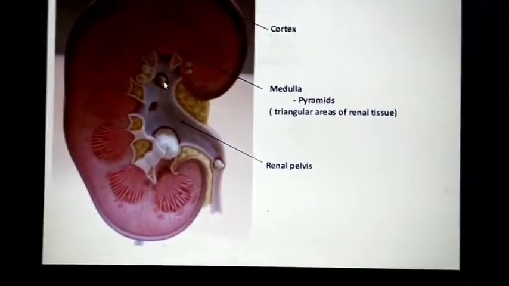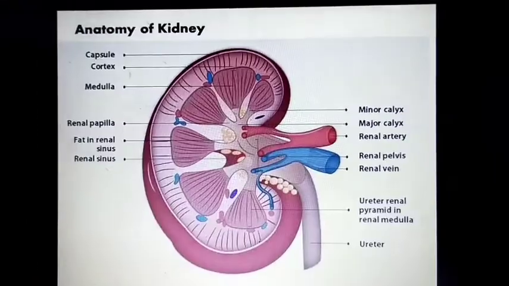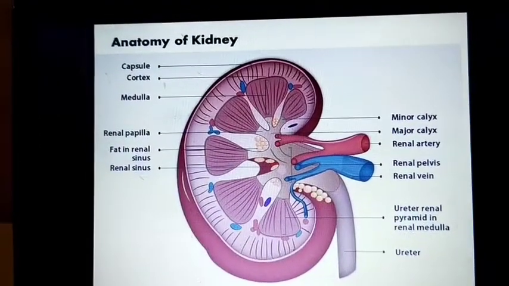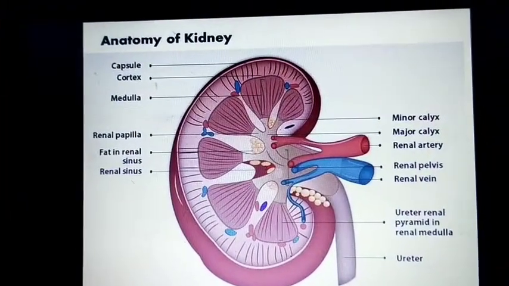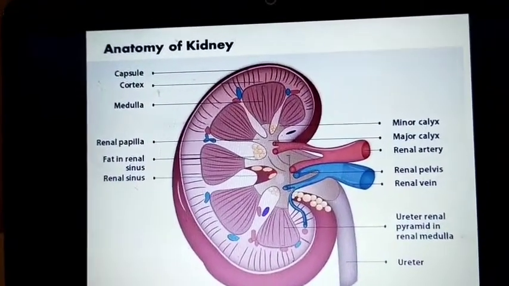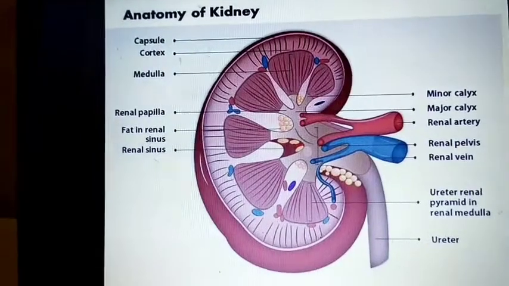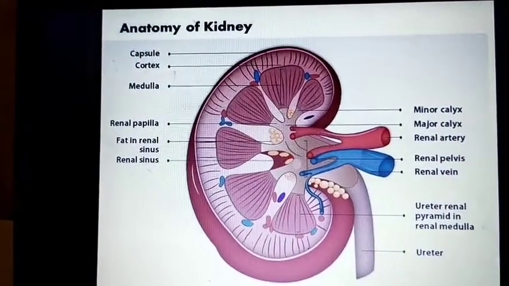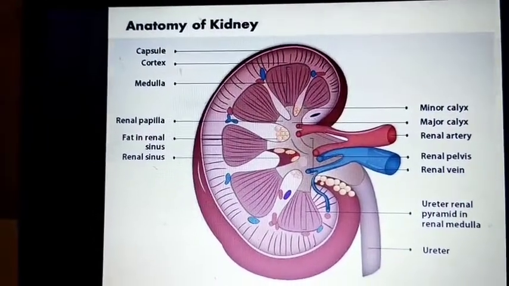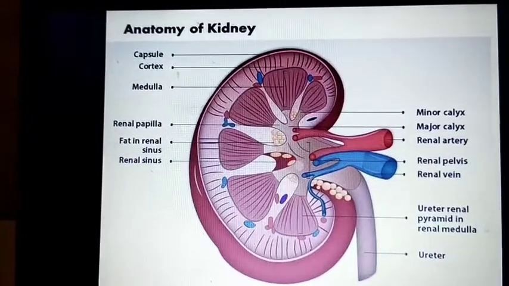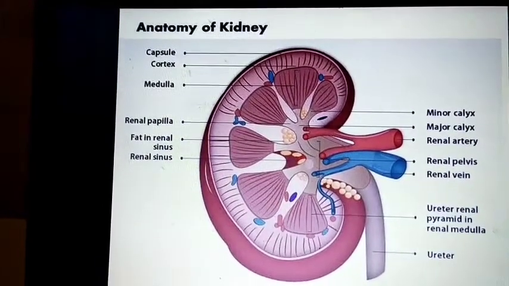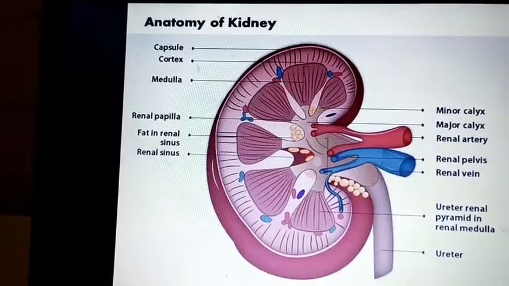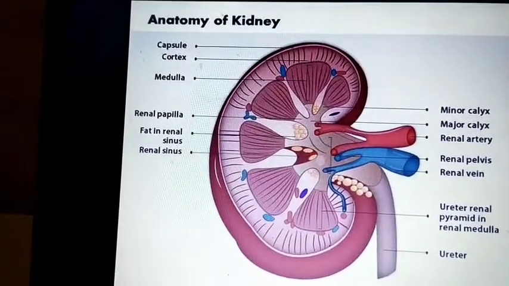Okay, we can go to the next slide. You can see there are some important structures here. Just note them. These are very important structures. The outermost is the capsule. Just below the capsule there is the cortex, and just below the cortex there is the medulla. And the medulla has the pyramids.